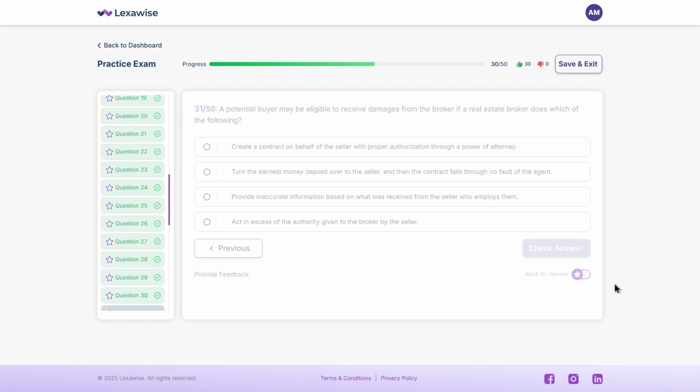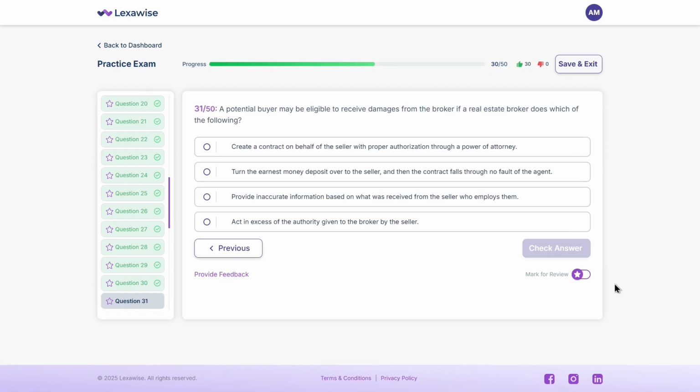Let's keep going. A potential buyer may be eligible to receive damages from the broker if a real estate broker does which of the following? A. Create a contract on behalf of the seller with proper authorization through a power of attorney. B. Turn the earnest money deposit over to the seller and then the contract falls through, no fault of the agent. C. Provide inaccurate information based on what was received from the seller who employs them. D. Act in excess of the authority given to the broker by the seller. Think this one through.